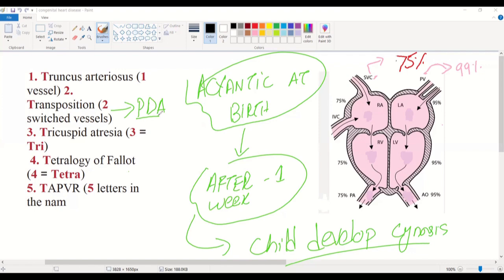Okay, what kind of chest X-ray finding do you expect in tetralogy of Fallot? That will be the boot shape of the heart. Yes, this is again a high yield stuff. Boot shape heart on chest X-ray.